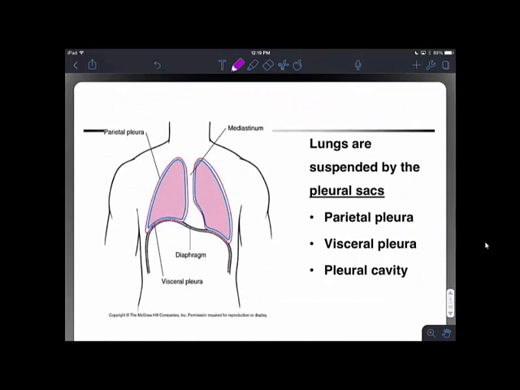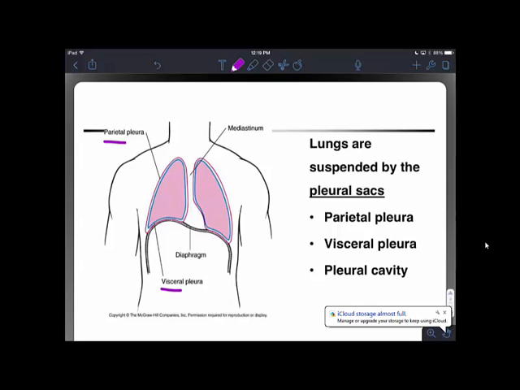A little bit more anatomy just to give you some background. The lungs are suspended in your chest by pleural sacs. So the lungs themselves are not actually attached to the chest wall. The lungs are surrounded by two different pleura, the parietal pleura and the visceral pleura. The parietal pleura is actually connected to the thoracic wall. So the parietal pleura is connected to the chest cavity.